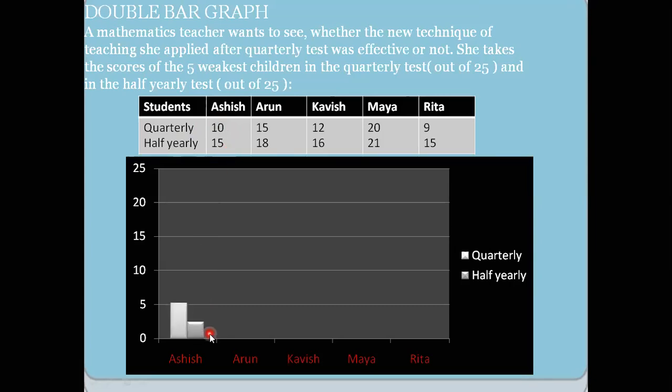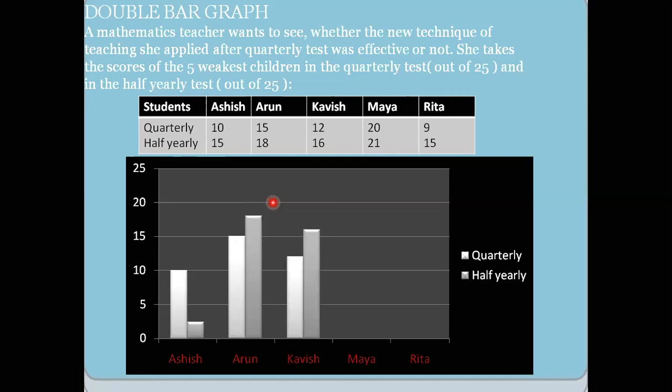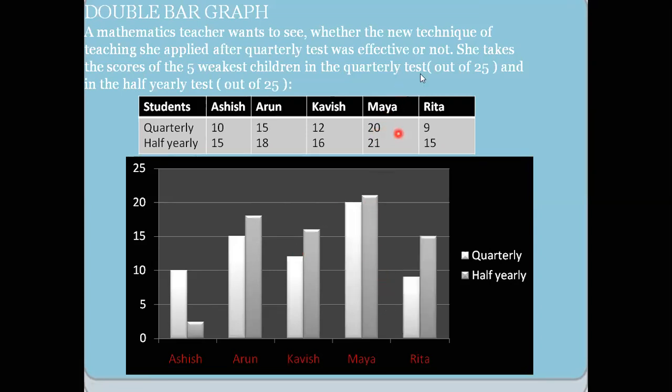So now how are you going to represent that? See here, first we will write the quarterly marks, how many he got. In quarterly he got 10 marks and in half yearly he got 15 marks. In the same way, Arun got 15 and 18 marks. Kavesh got 12 and 16. Then Maya got 20 in quarterly and 21 in half yearly. And Rita got 9 marks in quarterly and 15 marks in half yearly.